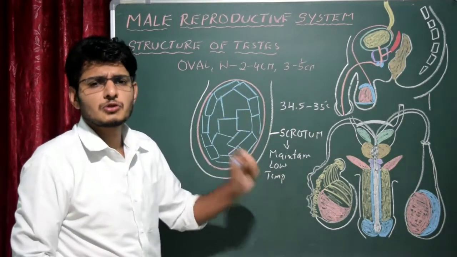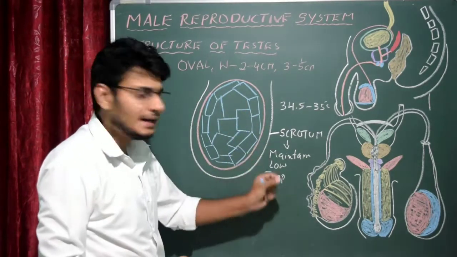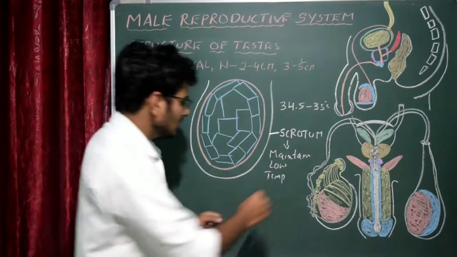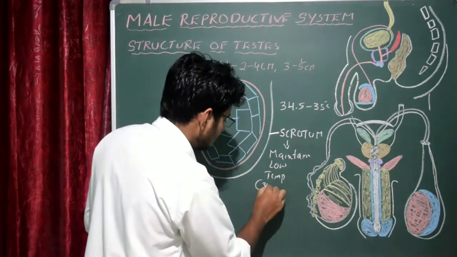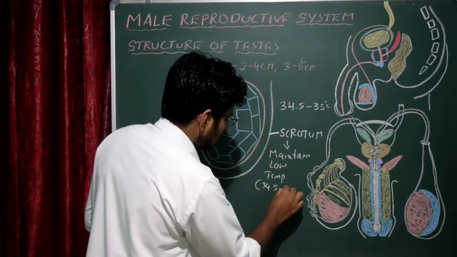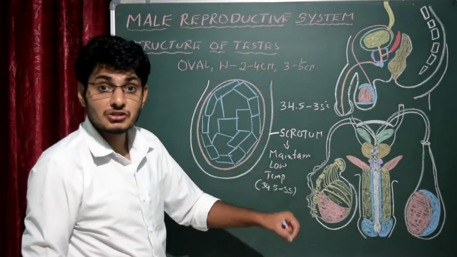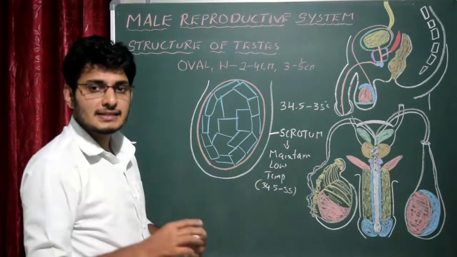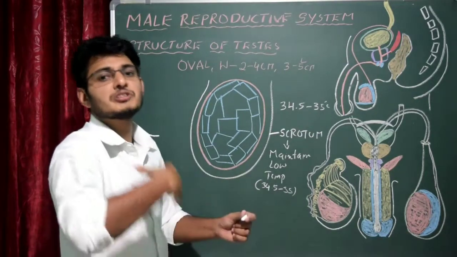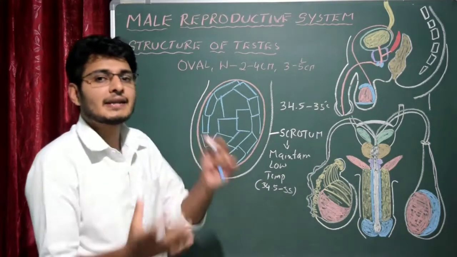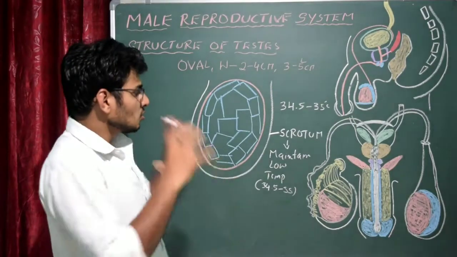What is the function of scrotum? Scrotum actually helps to maintain the low temperature. In the bracket you can also write down that the temperature is around 34.4 to 35 degrees Celsius, necessary for spermatogenesis. Remember it, very, very important. That is actually why the scrotum is situated outside, so that it can regulate the temperature. Okay, so that is one thing.